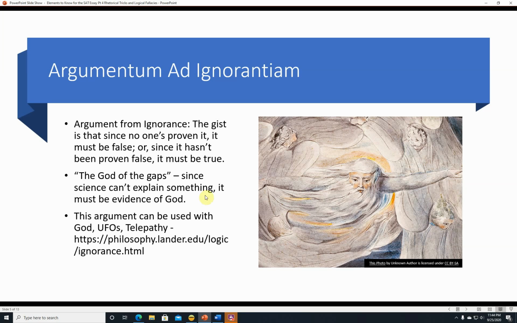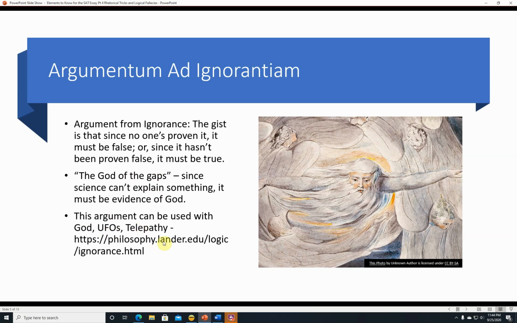The God of the gaps, some people would say, well, okay, if science can't explain something, then it must be evidence of God, something that's way smarter than human beings, that designed everything, therefore there's a God. That's a little bit of a problem as well, because it just means we don't know it yet. But, hey, if you go back far enough, we didn't understand where lightning came from. You thought it was, God gets angry and just decides to zap random things. So we know that's not true now. And the same argument can be used with God, UFOs, telepathy.